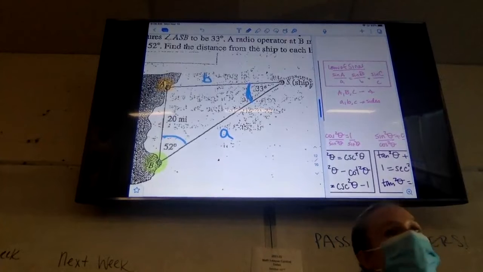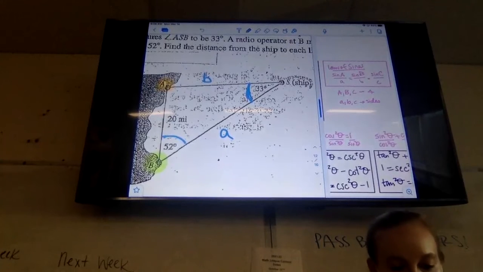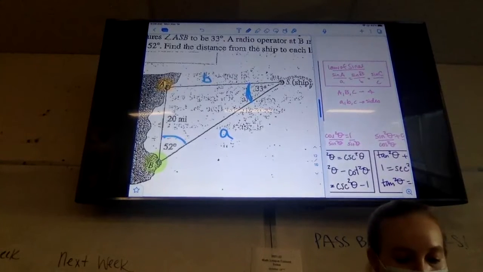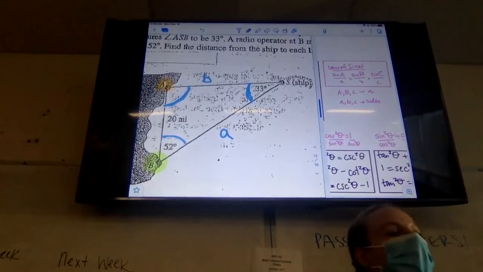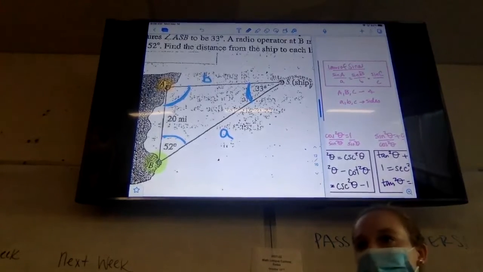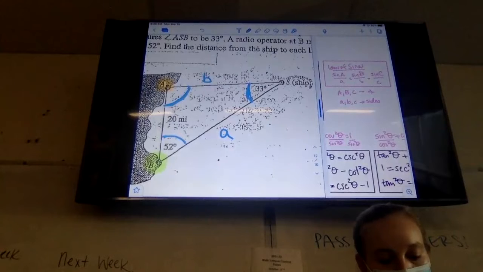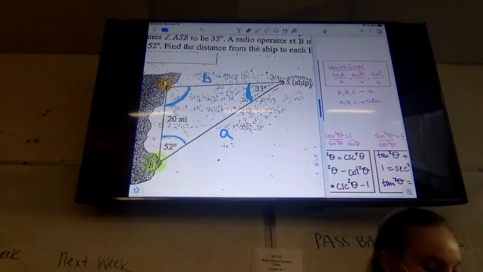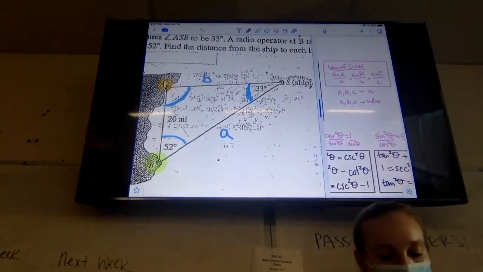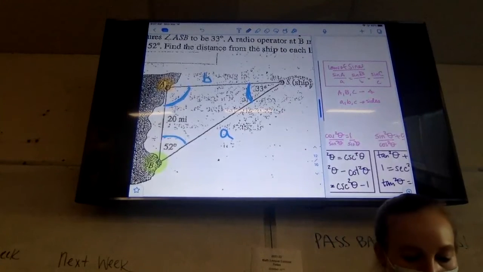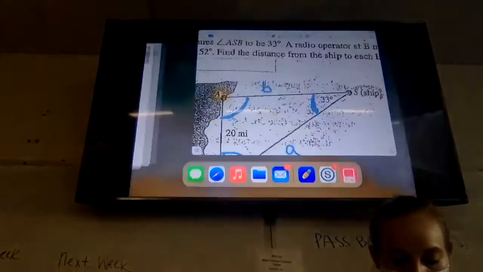Okay, so there's a couple things we could do first here. What I am probably going to do first is find missing angle A. And then once I find that, then I can find either little a or little b based on the angles that I have. So we know that all of the angles should add up to 180. So I'm going to go to my calculator and do 180 minus 33 minus 52. And that is going to help me find angle big A.